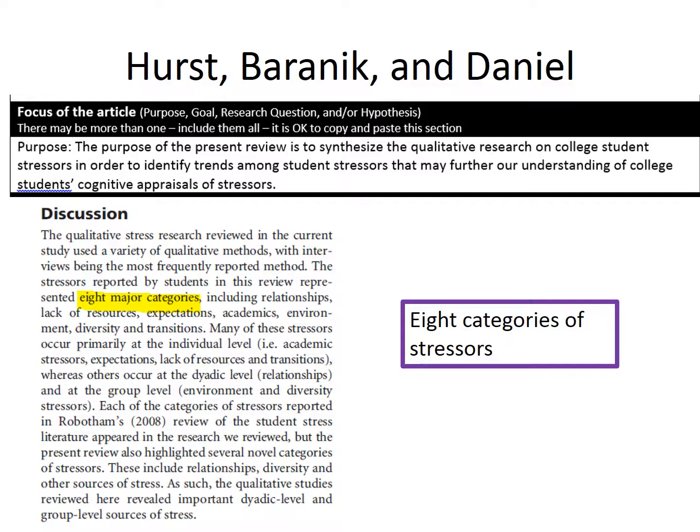of student stressors. When we skim the discussion, the phrase, "the stressors reported by students in this review," signals that they're starting to talk about the results. And when we stop to read that sentence, we know that they found there were 8 major categories of stressors.